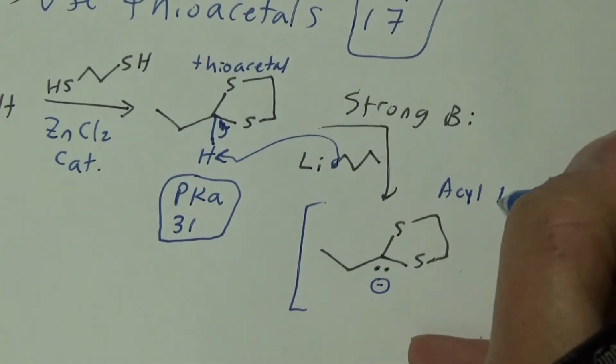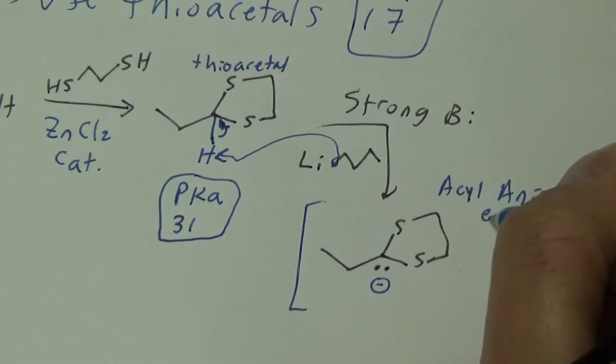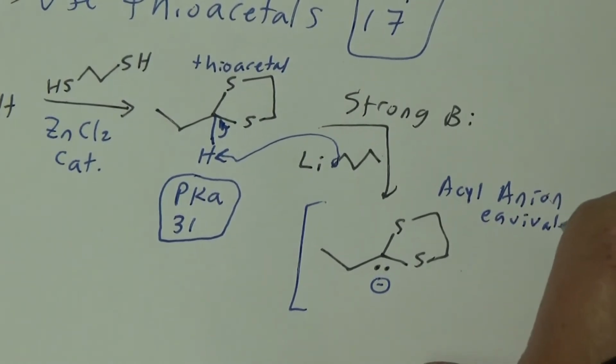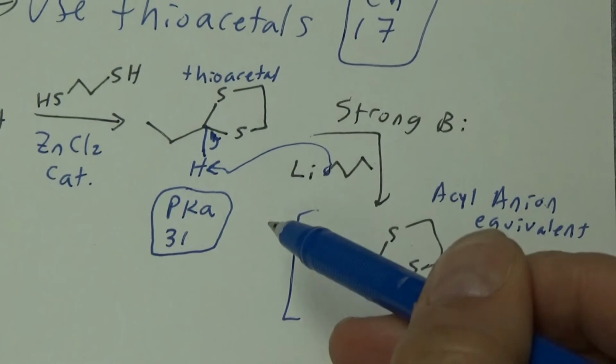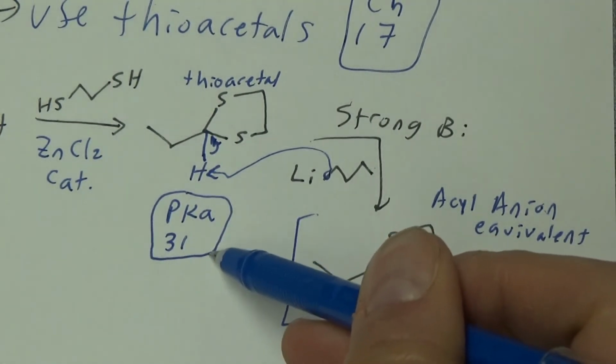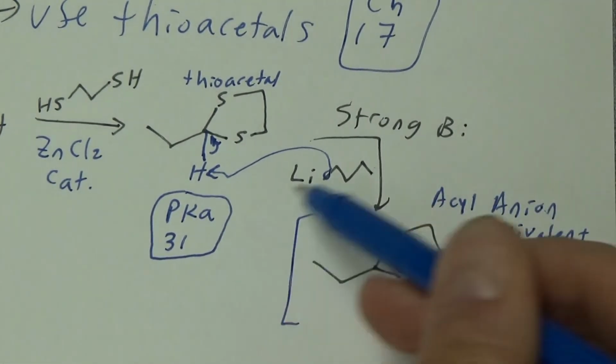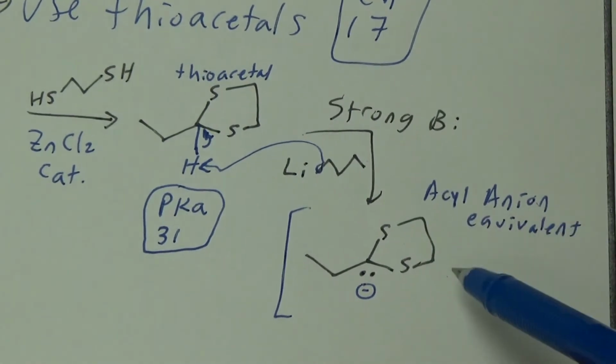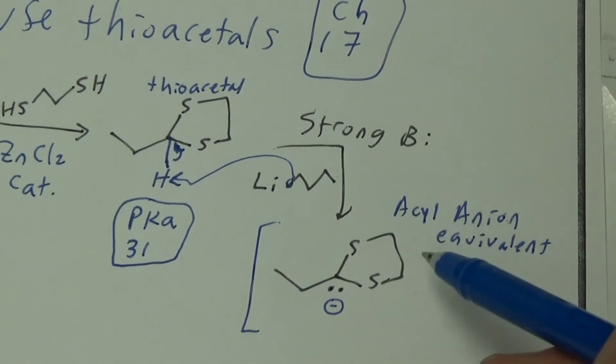We'll see why and how we use it in a second. Why was that acidic at all? Because remember, 31 is a little more acidic than like a hydrocarbon or something. That's why butyl lithium just took it off. Why is this even acidic? Why is anything acidic?